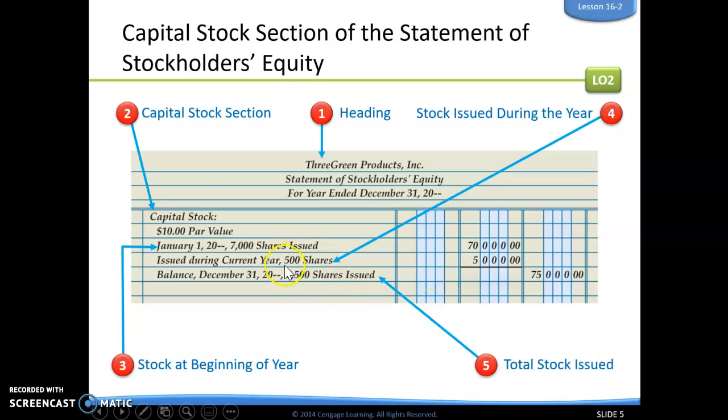We do need to put our updated amount of shares. So to do that, we just took the shares at the beginning of the year plus the shares that we issued during the current year. That equals 7,500 shares. Okay, 7,500 shares times $10 of par value gives us $75,000. We should check our math to make sure. Here we are adding up 70,000 plus 5,000 to get our $75,000 balance.